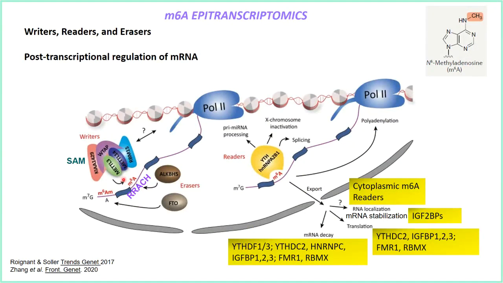Now, this is a reversible and dynamic mark, so there are actually eraser proteins that can remove that methyl group. And then in the nucleus as well as in the cytoplasm, there are readers. These are proteins that recognize that M6A mark and determine the fate of that transcript. So here we're looking at mRNA. Depending upon the reader recognition of that M6A mark, we can have expedited mRNA decay. If we are degrading the mRNA, we're not going to make protein. We can have stabilization of the transcript, which would help us make more of a particular protein. It can expedite translation. So again, we would expect more of a particular protein in response to the M6A mark on the transcript.